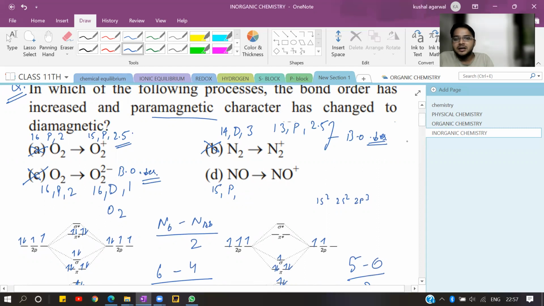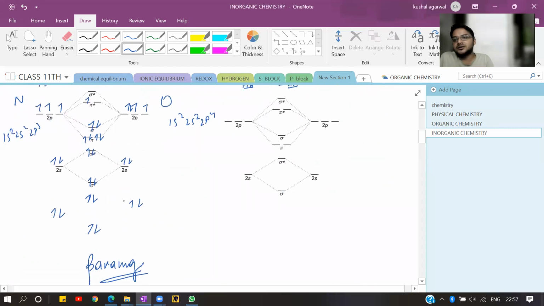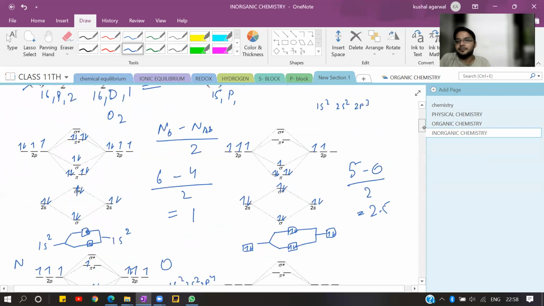It is paramagnetic in nature, and bond order is the number of electrons present in bonding molecular orbitals minus the number of electrons present in anti-bonding molecular orbitals. In the bonding it is 1, 2, 3, 4, 5, 6, so 6 minus 1 divided by 2, that is 2.5. The 1s and 2s electrons I have not considered here because they will get cancelled: 2 minus 2 is 0, 2 minus 2 is 0. So 6 minus 1 by 2 is 2.5.